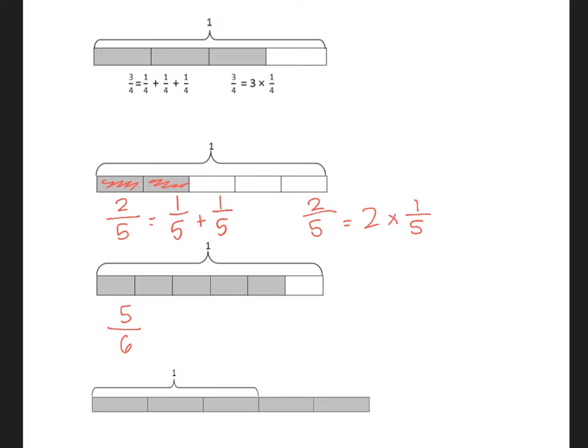Okay, so I'm going to write that as a sum of unit fractions. So 5/6 is equal to 1/6 plus 1/6 plus 1/6 plus 1/6 plus 1/6. Okay, and then I'm going to write my multiplication sentence. My multiplication sentence is going to be 5/6 is equal to, and I'm going to ask myself, how many copies of 1/6 do I have? I have 1, 2, 3, 4, 5 copies of 1/6.